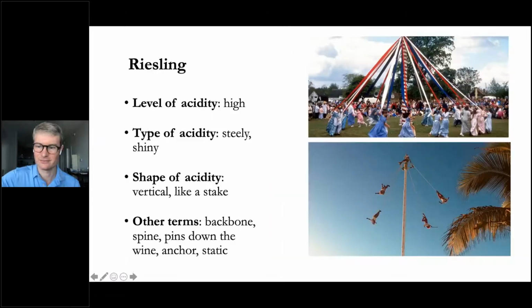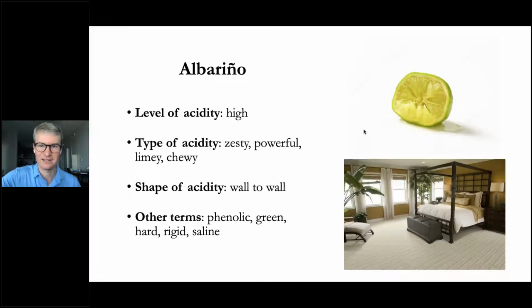Okay, let's see. That's Riesling. Here's Albariño. So I'm going with high. I agree with Fred. I think the acidity is high in Albariño. I think it's a very typical component of Albariño, the high acidity, but perhaps not quite at the same almost extreme level as Riesling. The type of the acidity, I'm going with zesty. I think a few of you mentioned zesty in terms of having that kind of energy to the acidity.